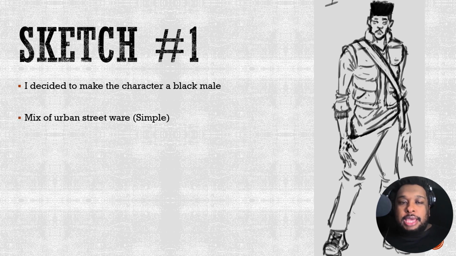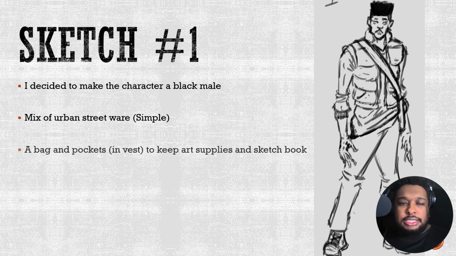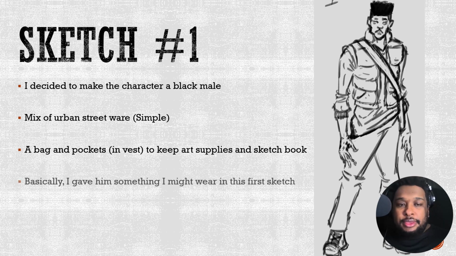Now, I wanted to have a mix of urban streetwear. This is super simple, just a vest and a t-shirt, or sorry, a long sleeve shirt and some jeans. He has bags and pockets in his vest to keep his sketchbooks and art supplies and stuff like that. Basically, I gave him something that I would probably wear. He even has the same haircut I do, so you can't tell because I have a black background and I'm wearing black headphones and stuff.